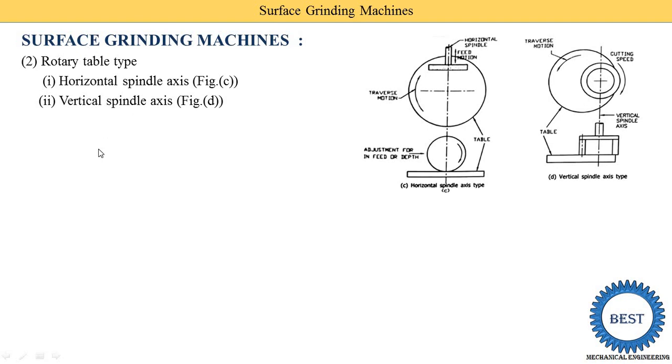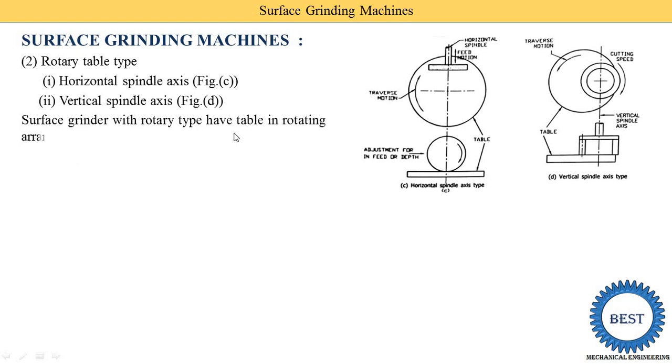In the rotary table type, there are again two cases, horizontal spindle and vertical spindle. Now this is the front view and this upper figure indicates the top view. Here you see this is the table. In the front view we see a rectangle, and when we see from the top view the table looks circular because it is the rotary type. This is for the horizontal spindle axis type, and this is for the vertical spindle axis type. And this is our grinding wheel. In the front view it looks circular, then in the top view it looks like a rectangle.